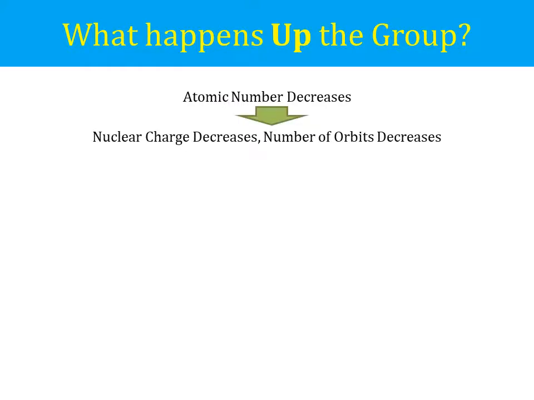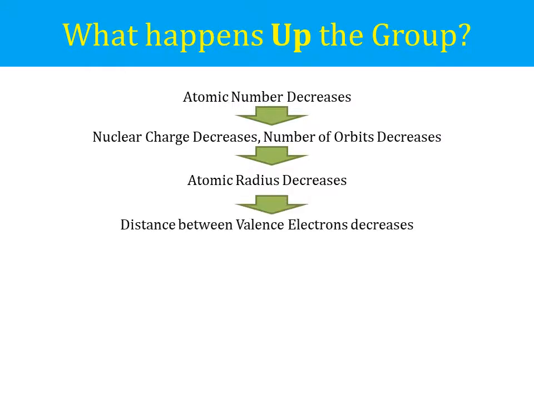Then, if atomic number decreases, nuclear charge decreases, and the number of orbits also decreases. This means atomic radius will decrease. If atomic radius decreases, then what will happen? Distance between valence electrons will decrease.